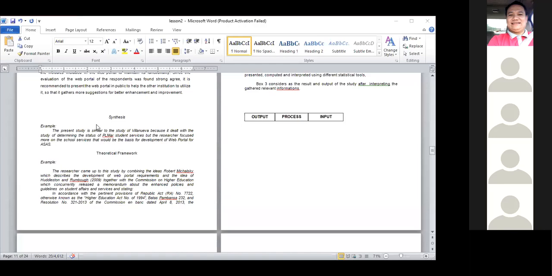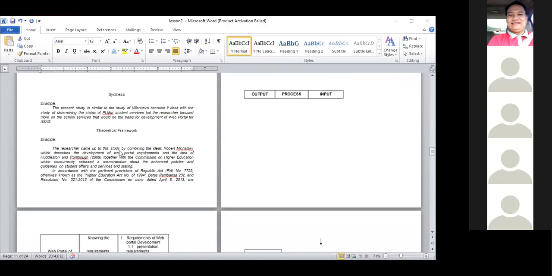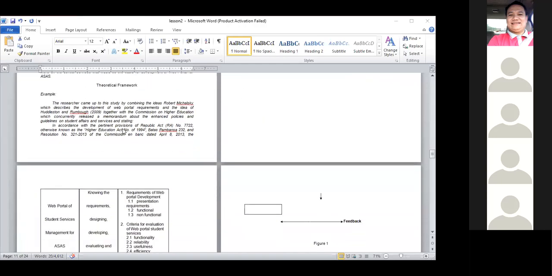O kaya magkahalintulad sila. So usually the synthesis is placed or written after the related studies. Okay? So much better if you could provide at least 10, no? To strengthen again your study. So mas maganda na marami yung pinagkunan ninyo.